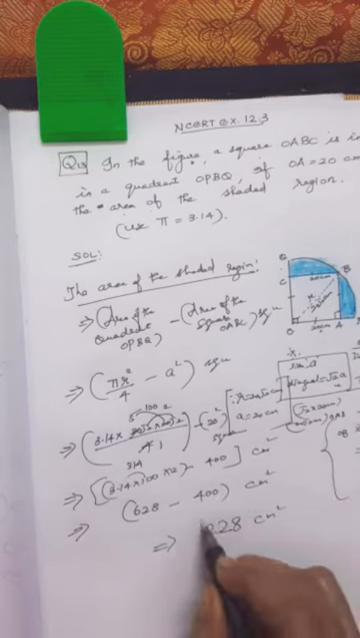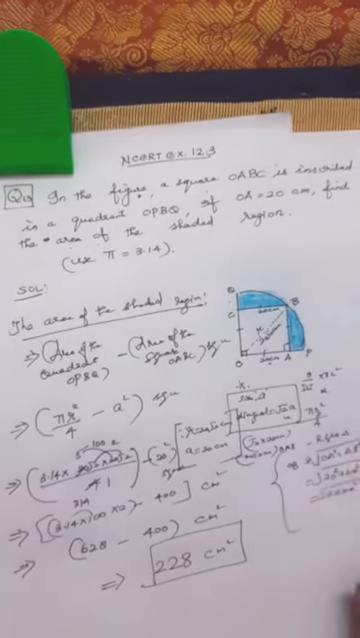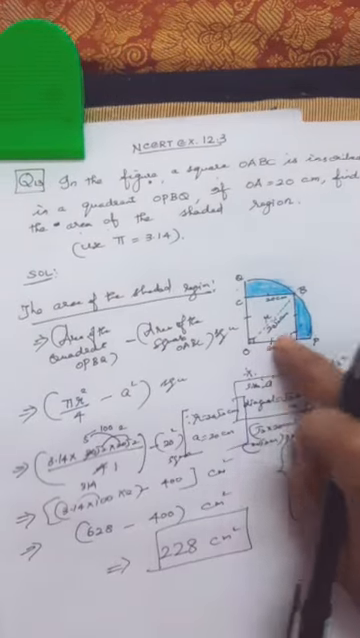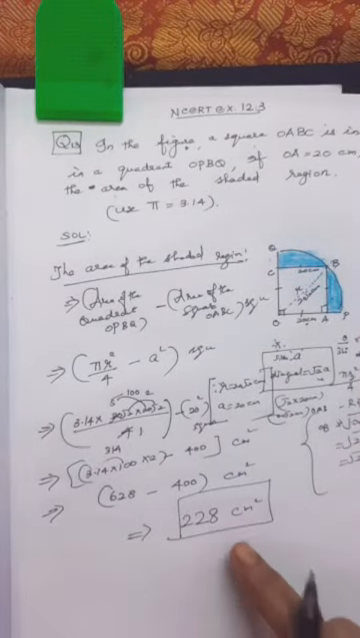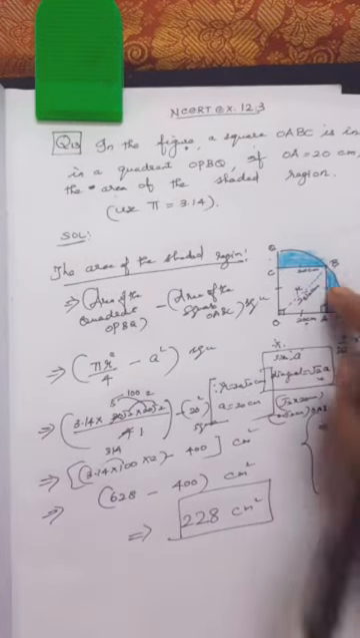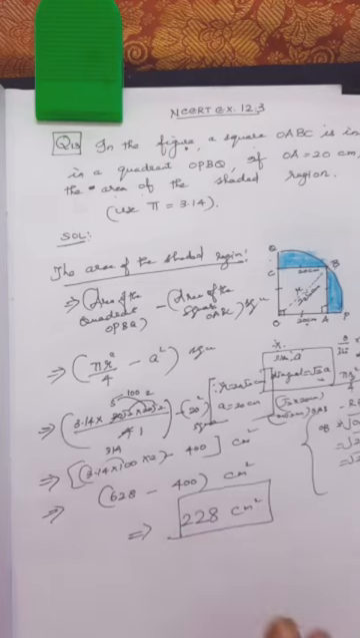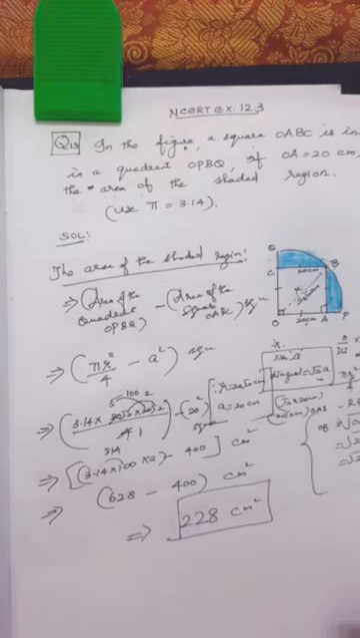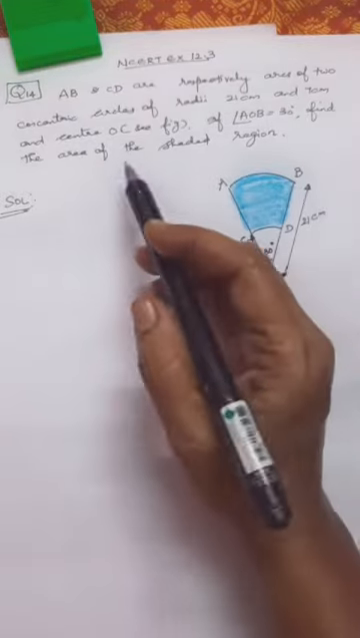228 centimeter square. So by subtracting the area of the square from the area of the quadrant, we obtain the answer of the area of the shaded region as 228 centimeter square. Yes children, now let me work out the next question.